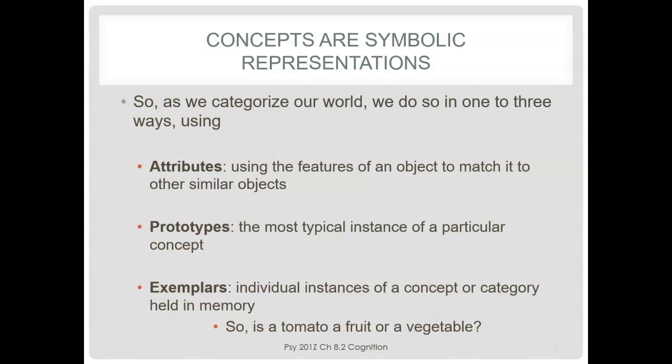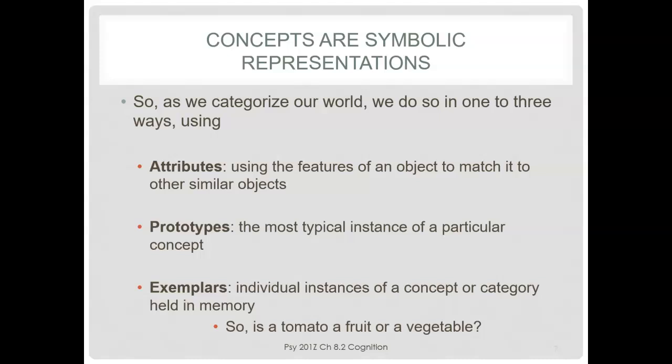simplifies this. So as we're categorizing our world, we do so in one of 3 ways. We use attributes. So we're using the features of an object to match it to similar objects. We can use prototypes, which our mind thinks of as the most likely example of a chair. What are the most typical attributes for a chair? And the exemplars are where you're looking at individual instances of a concept or category held in memory.